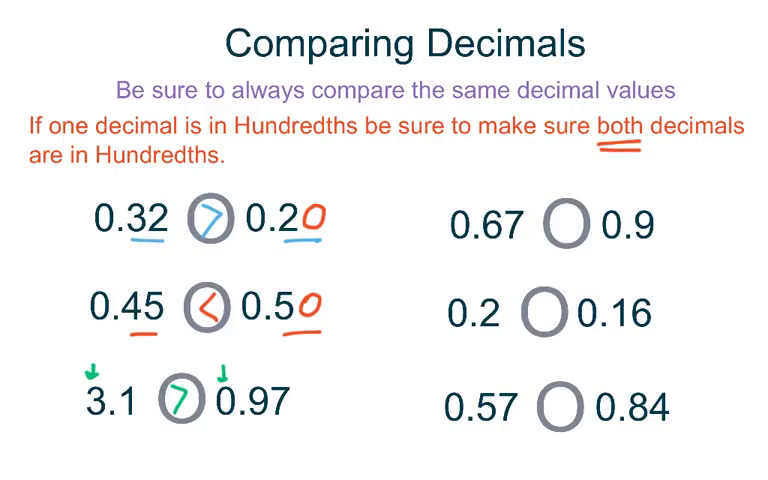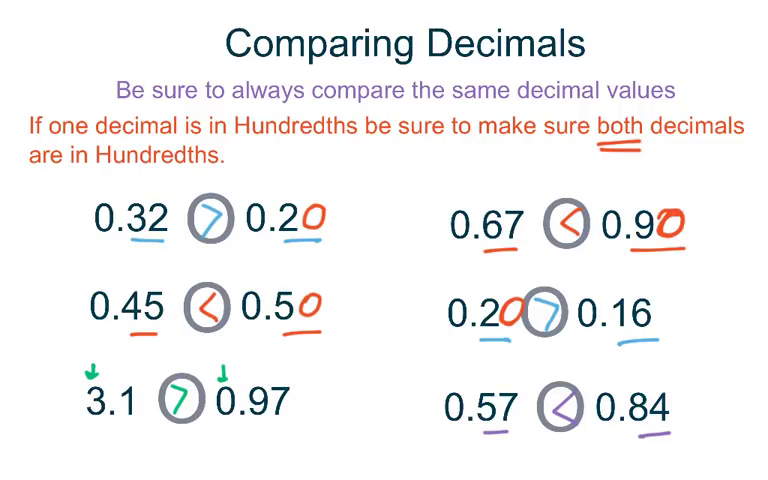Next one is 67 hundredths and 9 tenths. All I need to do is add a 0 here and turn it into hundredths. Now I have 90 hundredths and 67 hundredths, and 90 is greater. Next one I have 2 tenths and 16 hundredths. I'm comparing tenths and hundredths again, so I'm going to add my 0 here, and now I can clearly see that I have 20 hundredths and 16 hundredths, and 20 is greater. And then the last one, 57 hundredths and 84 hundredths. They're both already in hundredths, so 84 hundredths is the greater decimal.